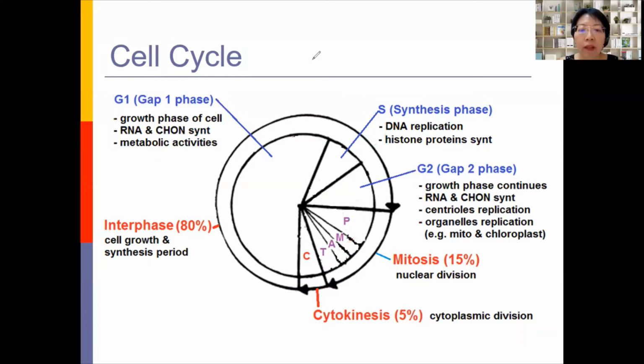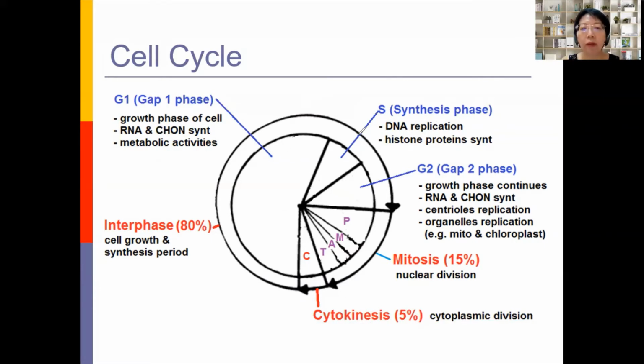Okay, so the last phase is cytokinesis. It's only 5% of the cells, so it's also quite difficult to find. Out of 100 cells that you see, only 5 will be undergoing cytokinesis. Cytokinesis means the cytoplasm moves to divide the cell into two, so it is cytoplasmic division. So this is the entire cell cycle.